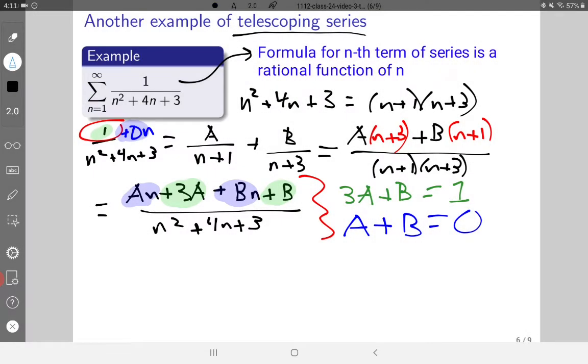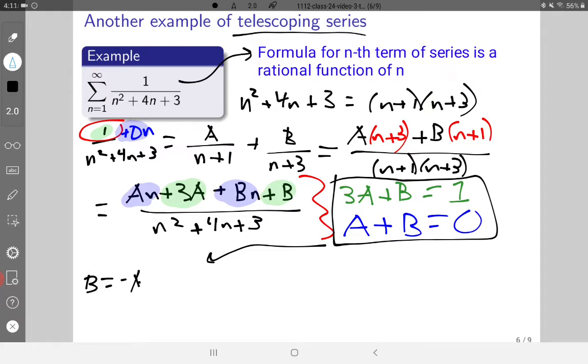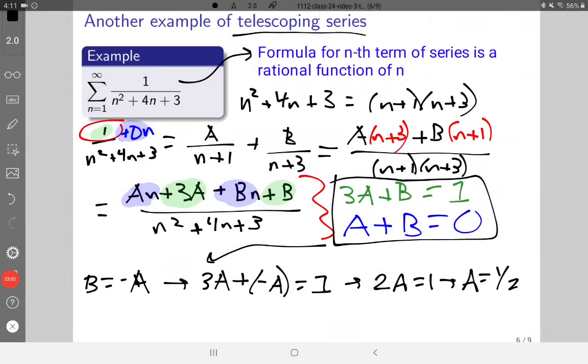Now you can start using whatever your favorite method is for solving a system of two equations with two unknowns like this. For this particular one, let's see what I would think to do. In the second row, that tells me b is negative a by subtracting a from both sides. And so then I would plug that into the first row. So I get 3a plus b, where b is negative a, has to add up to 1. So in other words, 2a is 1. And so therefore a has to be 1/2. And then because b has to be negative a, that tells me b is negative 1/2.